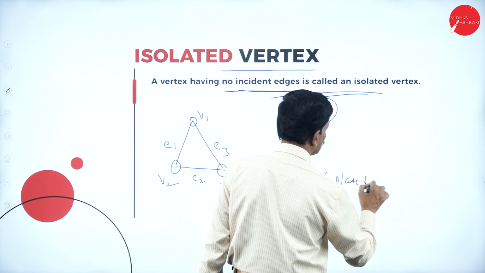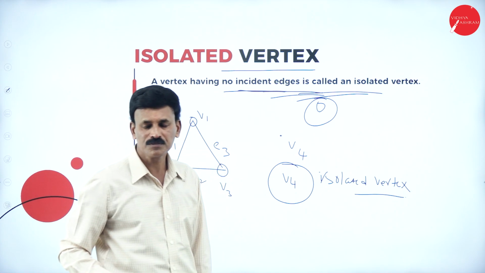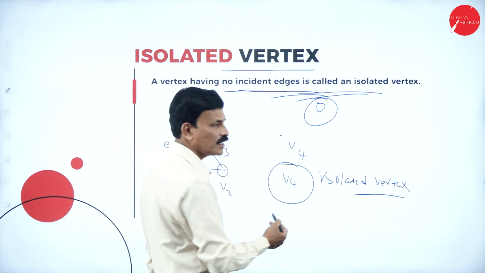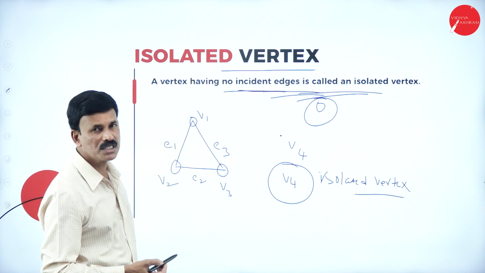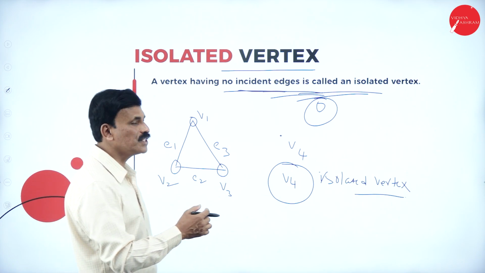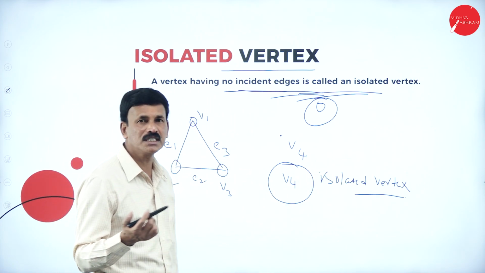This V4 is not connected to any other edges. Therefore, this is an example for an isolated vertex. If a vertex is not connected to any other vertex, then it is called an isolated vertex.